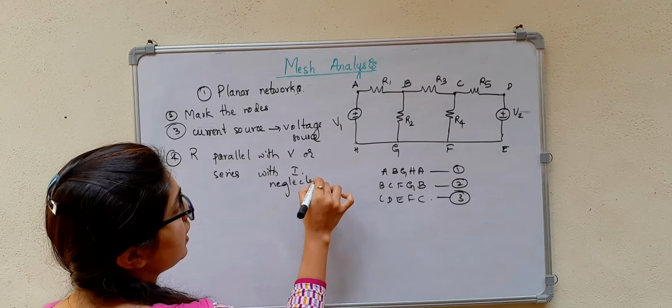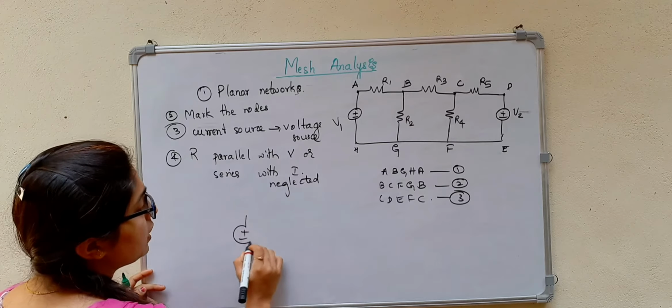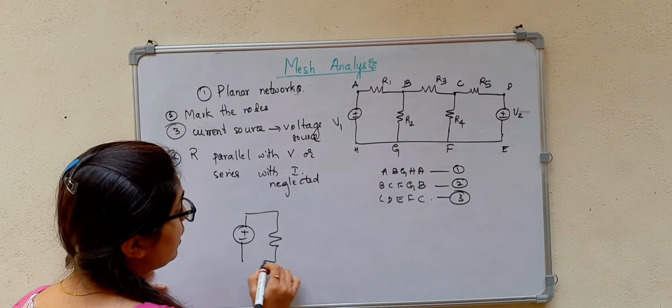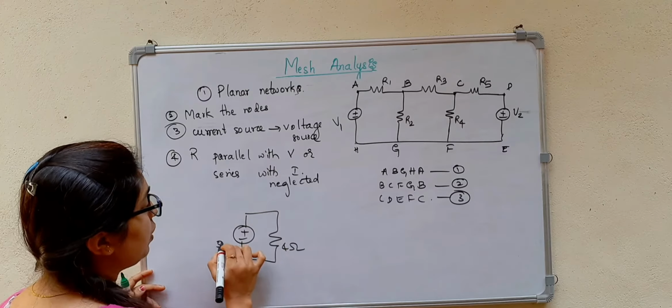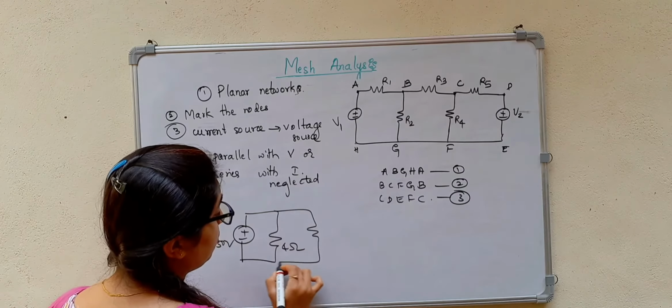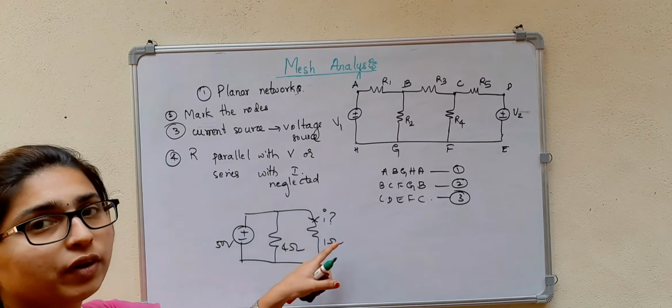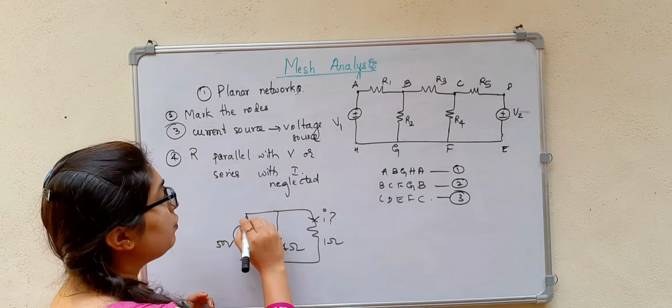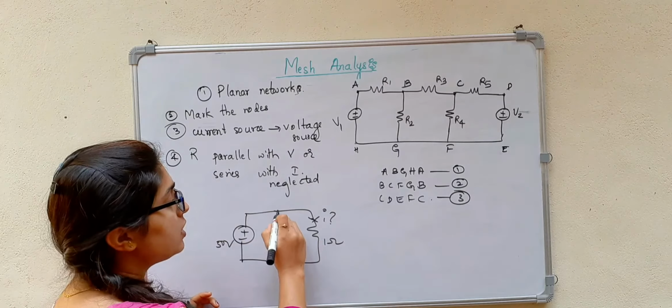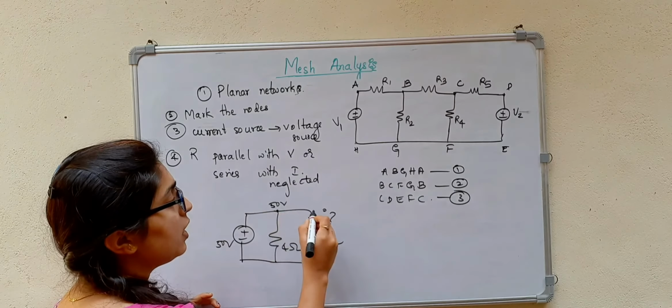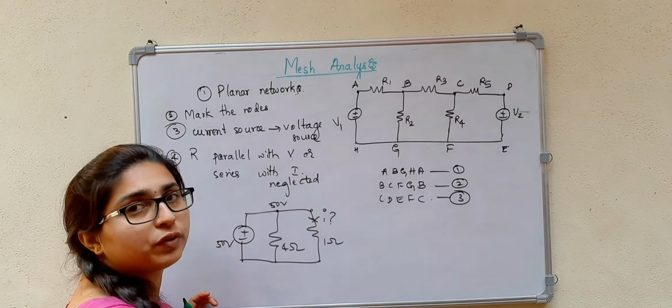Now I have a voltage source. Here we have a 4 ohm resistor, this is 50 volts, and here we have 1 ohm. Now I have to find the current through this. Whatever the 50 volts, across this 4 ohm also it is 50 volts, and across this 1 ohm also it is 50 volts.